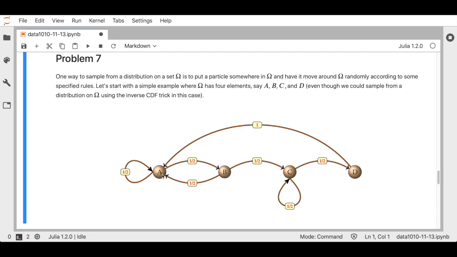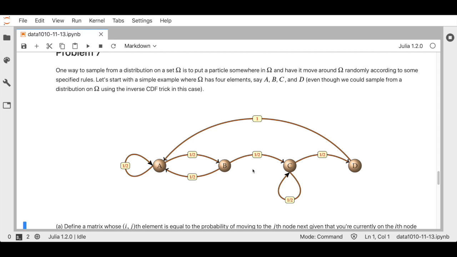Then once it gets to its new location, let's say it happened to go to C, it's going to just repeat that process. It sees a 1/2 loop, meaning that it should stay at C for the next move with probability 1/2. And also there's a 1/2 probability that it transitions to D. So let's say it chooses the right step again and it goes to D. Now D has only 1 arrow going out. It's labeled with a 1, so that means with probability 1 from D on the next step, we're going to journey to A.